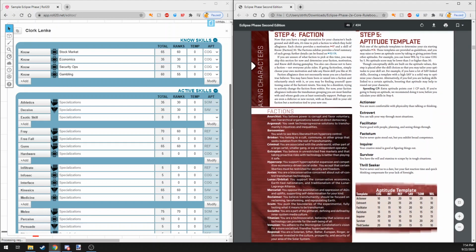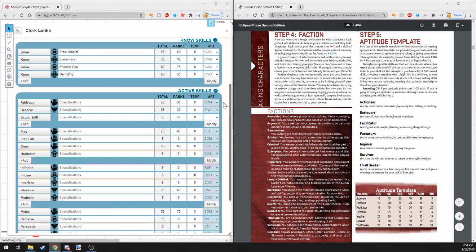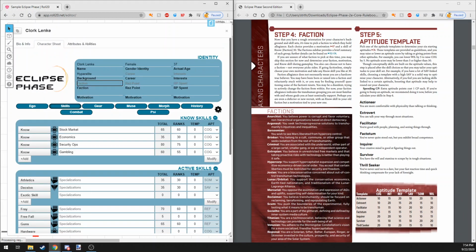Step 4 is factions. There are a lot of different factions that you can choose from, all right? I suggest going through the book and reading what all the different ones do. However, I went ahead and chose a faction that I liked, which was Venusian. My character's from Venus. It's capitalist, but not too capitalist. It seems like it fits the character I'm going for, where I have a lot of money, but I'm not all about the money. Sometimes I like to give back a little. That seems about right. Friendlier hyper-capitalism is the way the book describes it, so there we go.